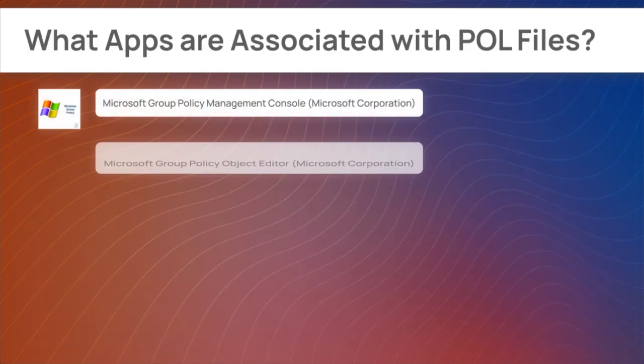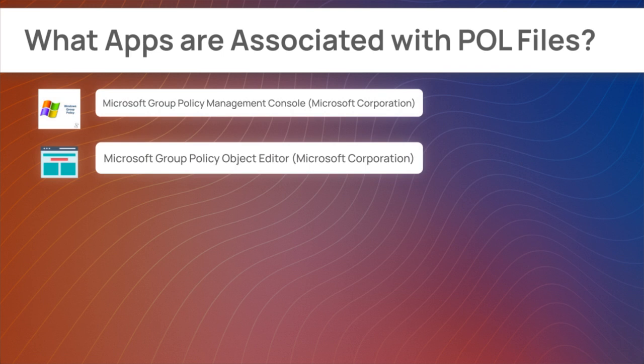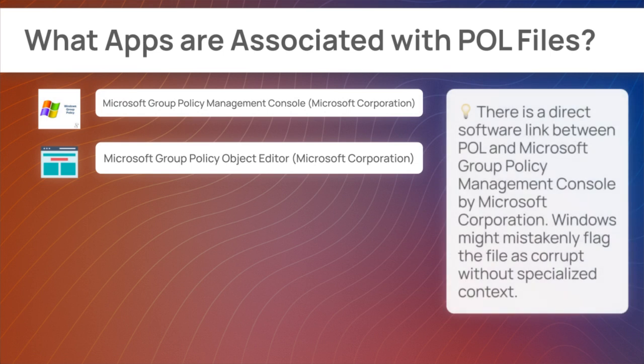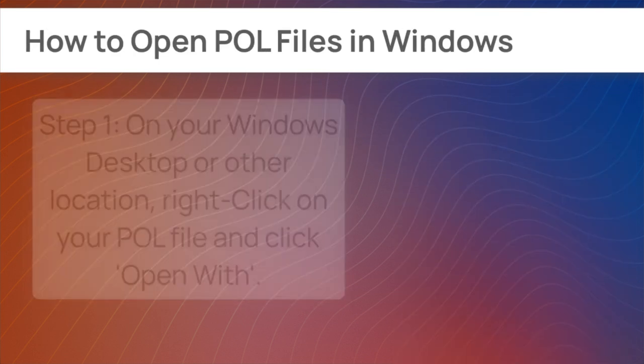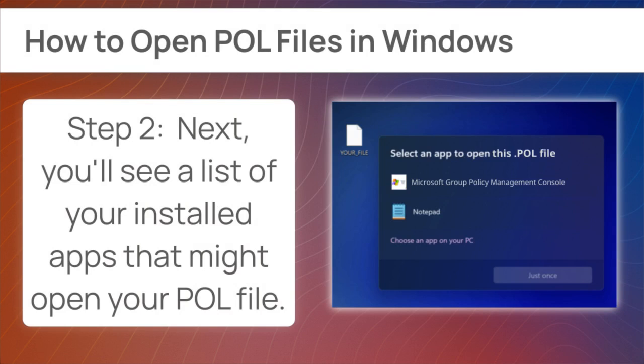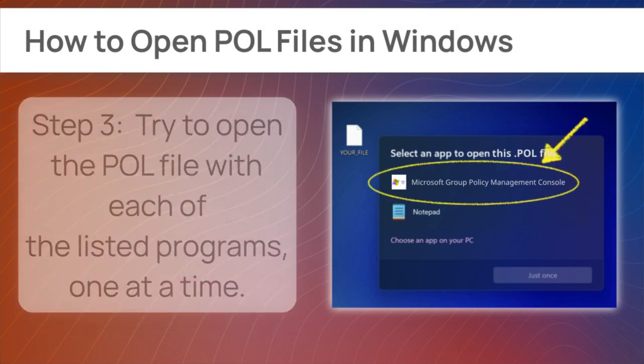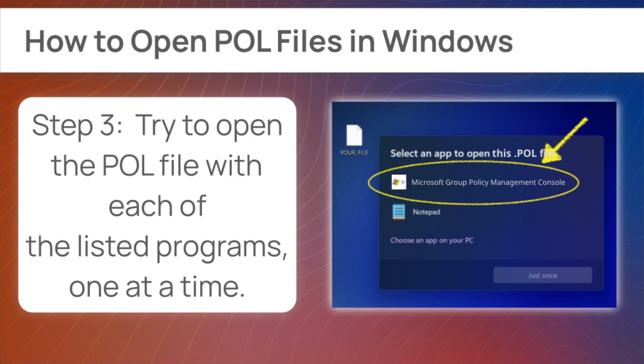Windows often defaults to associating POL with the Microsoft Group Policy Management Console solution from Microsoft Corporation. Windows might mistakenly flag the file as corrupt without specialized context. Windows limits direct user access as unintended edits can break essential features. Your initial diagnostic move: right-click the POL file and choose Open With. If Microsoft Group Policy Management Console is on your machine, test it. If not, choose another program. Remember that different software supports different POL variants.